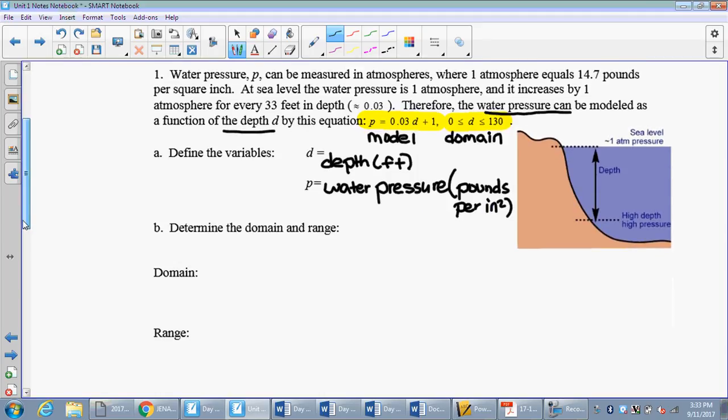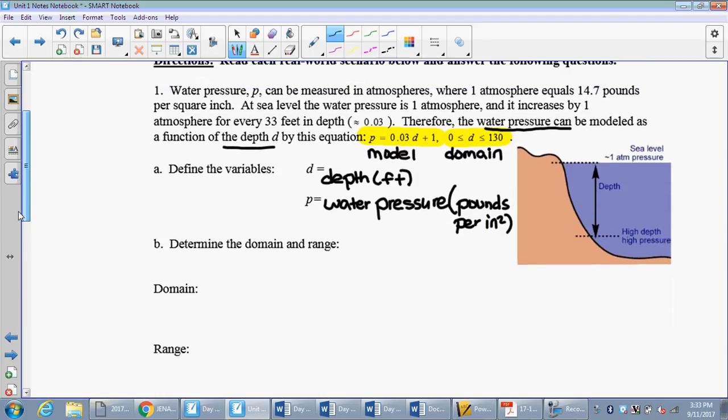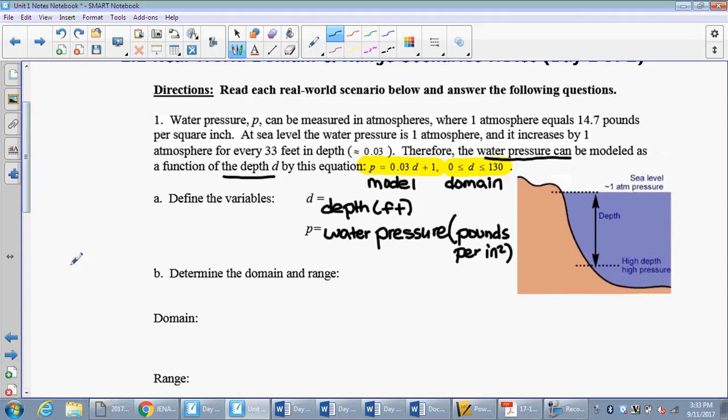Okay, next, in part B, we're asked to determine the domain and the range. Now that we're dealing with real-world scenarios, domain and range actually has a meaning. In the past, we would always say domain is X and range is Y. And that is still the case. But now my inputs mean something and my outputs mean something. My domain, my X values, means my depth. So above domain, please write depth in feet. And above range, please put water pressure, because that's my output. Those are my Y values.